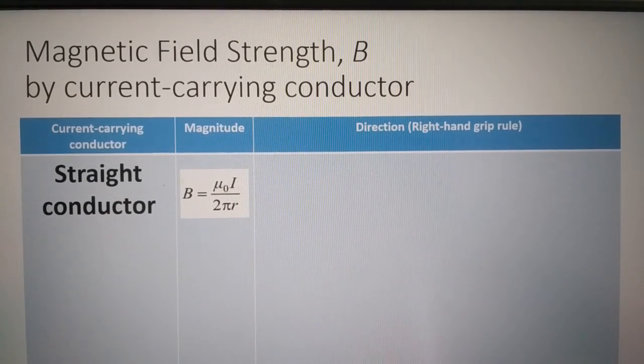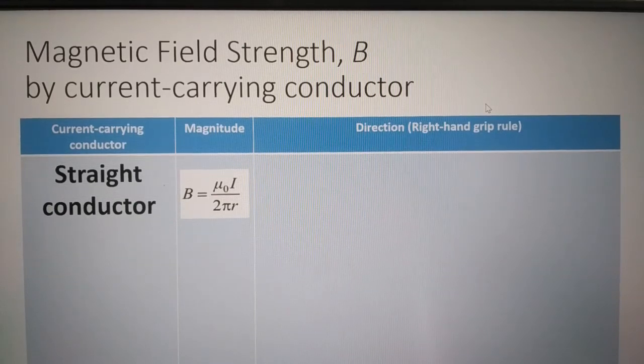Okay? And then what about the direction of the magnetic field strength produced by a straight conductor? There is only one way to determine the direction, which is the right hand grip rule. Okay, can you see this? Right hand grip rule.